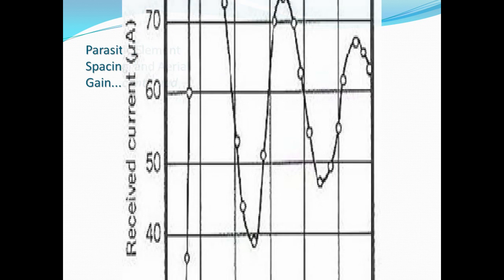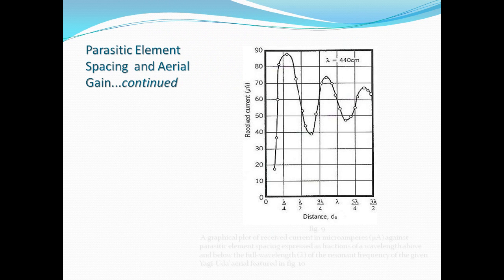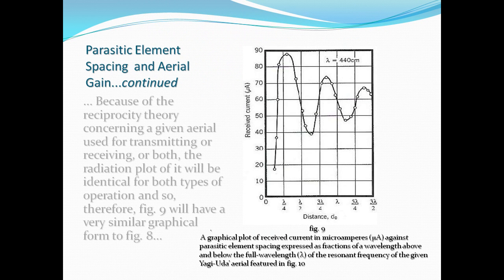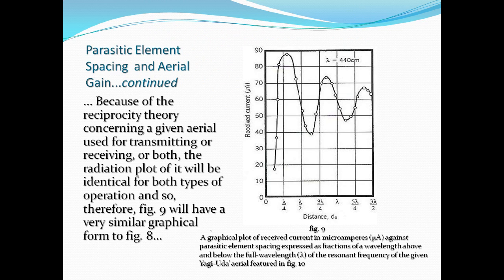Parasitic spacing and aerial gain continued. Because of the reciprocity theory concerning a given aerial used for transmitting or receiving or both, the radiation plot of it will be identical for both types of operation, and so therefore Figure 9 will have a very similar graphical form to Figure 8. Figure 9 shows a graphical plot of received current in microamperes against parasitic element spacing expressed as fractions of a wavelength above and below the full wavelength of the resonant frequency of the given Yagi-Uda aerial featured in Figure 10 previously.